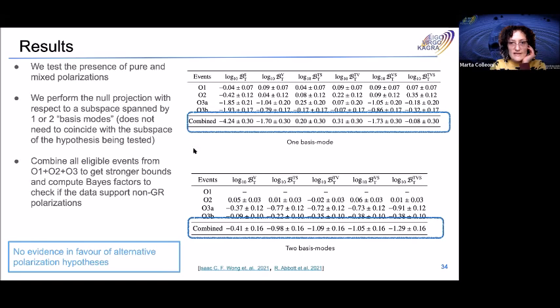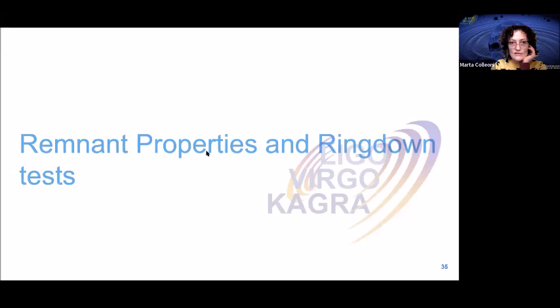So here on the right-hand side, you see two tables. One is for the one basis mode analysis, and the other one is for the two basis modes analysis. And here we have circled the main result, the log10 Bayes factor. You can see that all these numbers are either negative or small, which means that there is no support for alternative polarization hypotheses in the data. And now I'll hand over to Krishnendu for a discussion of the tests based on the ringdown.